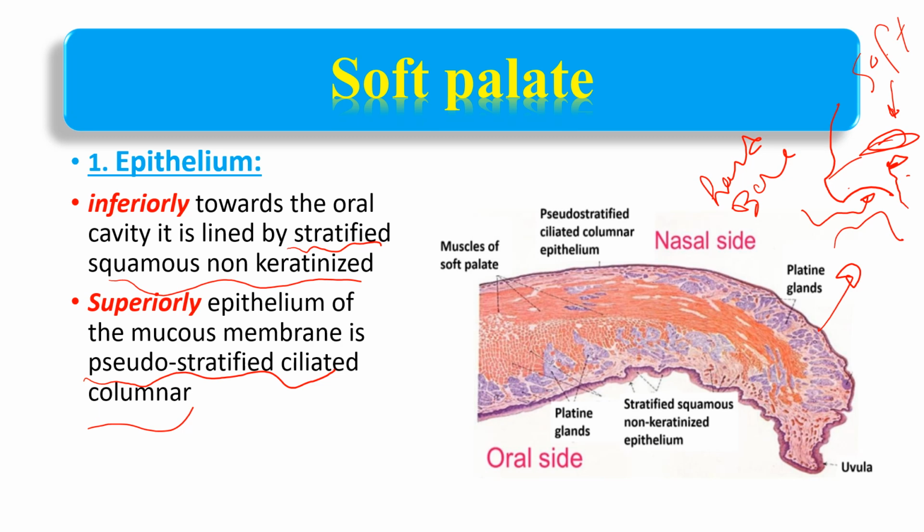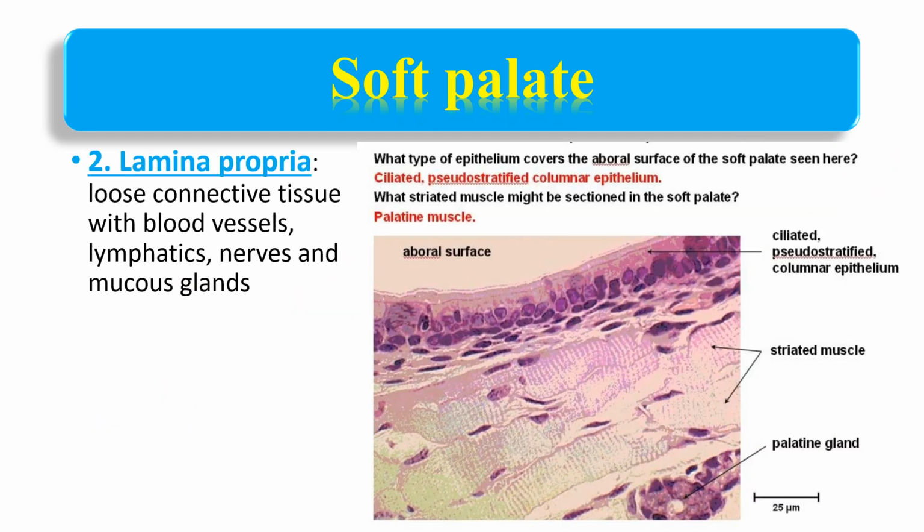Is it one type of epithelium? No, it has two surfaces, one facing the nose, the other facing the tongue. The one facing the nose will be covered by pseudo-stratified columnar ciliated epithelium. And the one facing the oral cavity, or our mouth, will be covered by stratified squamous epithelium. Beneath each type of epithelium, there will be a loose connective tissue, like that of the cheek, containing blood vessels, lymphatics, nerves, and mucus glands.